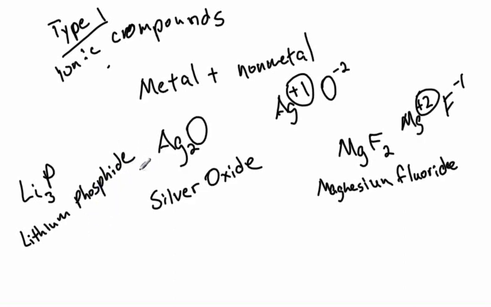So those are simple. I kind of quickly went through those because you know that lithium is always plus 1, silver is always plus 1, magnesium is always plus 2. So that's how we name them. We just name the first element by its name. The second element, we change the ending to "ide" on all of these. Okay, that's type 1.